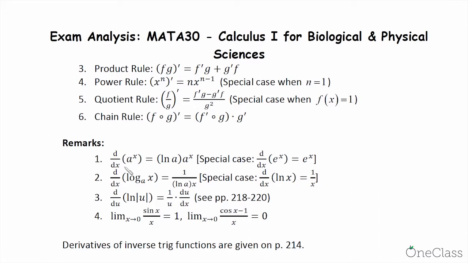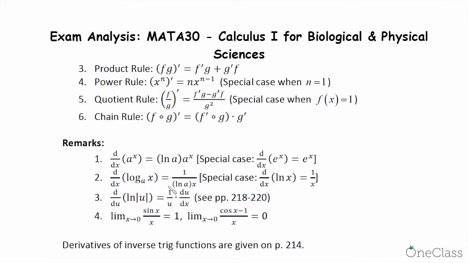The derivative of an exponential function, a to the x, is just a to the x itself, vertically expanded by a factor ln a. ln a is just a constant. The special case is when a is equal to e, so we have the natural exponential. So the derivative of e to the x is just e to the x.